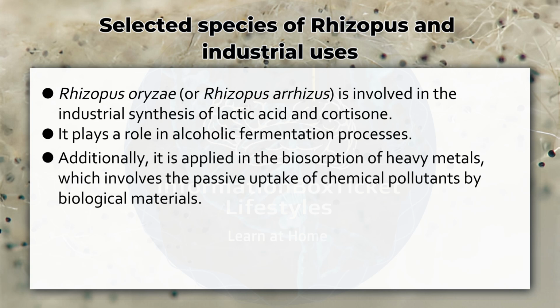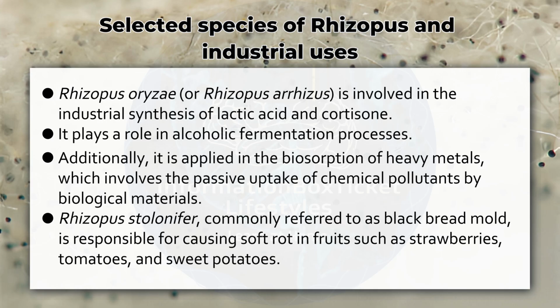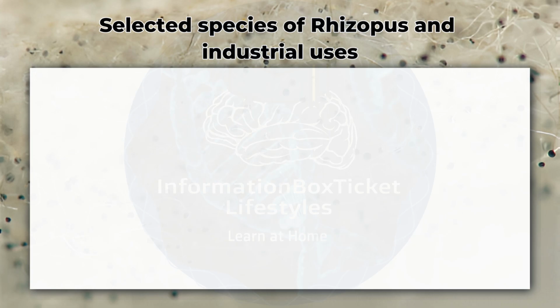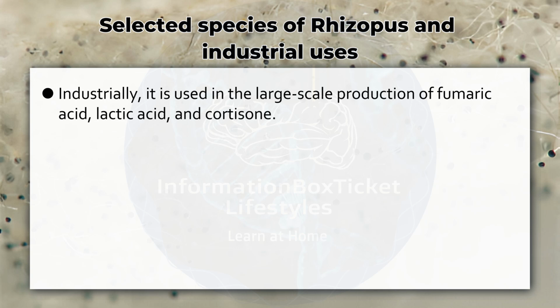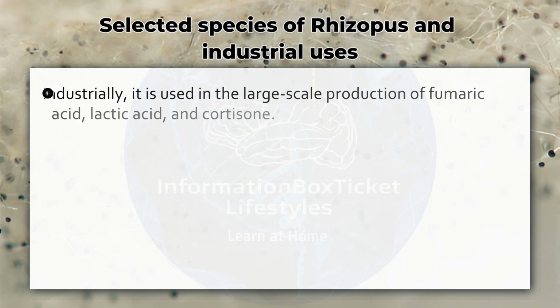Additionally, it is applied in the biosorption of heavy metals, which involves the passive uptake of chemical pollutants by biological materials. Rhizopus stolonifer, commonly referred to as black bread mold, is responsible for causing soft rot in fruits, such as strawberries, tomatoes, and sweet potatoes. Industrially, it is used in the large-scale production of fumaric acid, lactic acid, and cortisone.